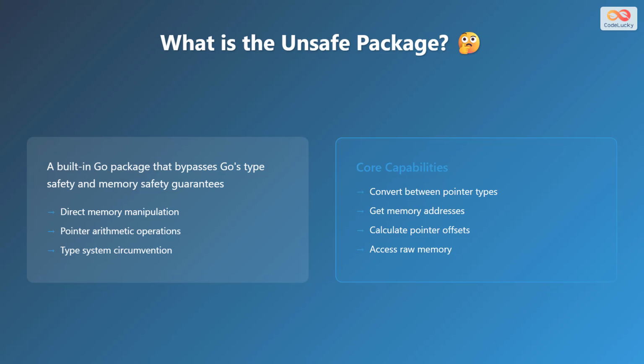It allows for direct memory manipulation, pointer arithmetic operations, and circumvention of the type system. Core capabilities include converting between pointer types, getting memory addresses, calculating pointer offsets, and accessing raw memory.